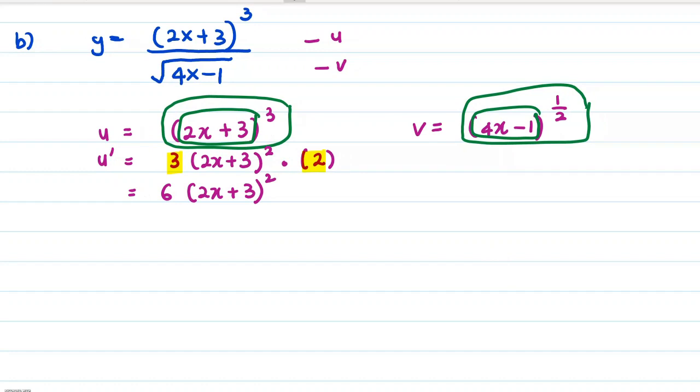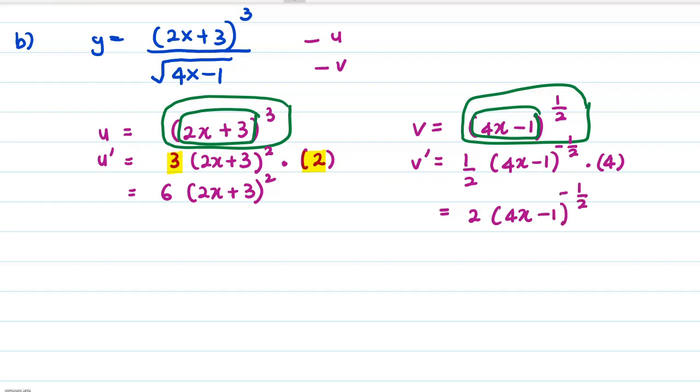Now let's look at the v prime. So your v prime will be 1 over 2, and then 4x minus 1 to the power of 1 over 2 minus 1, which is negative 1 over 2. Then differentiate inside your bracket: times differentiate 4x, you will get 4. Then simplify: 4 over 2 is 2. So 2, 4x minus 1 to the power of negative 1 over 2.